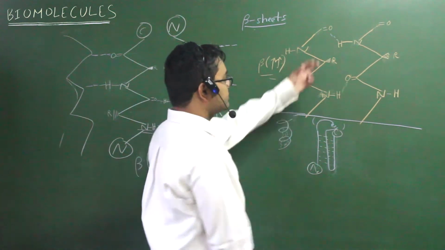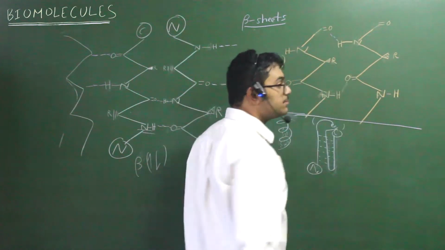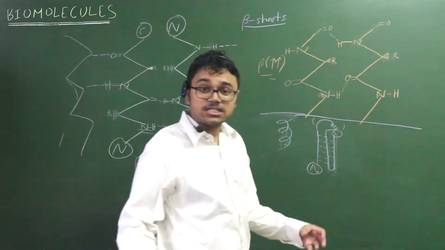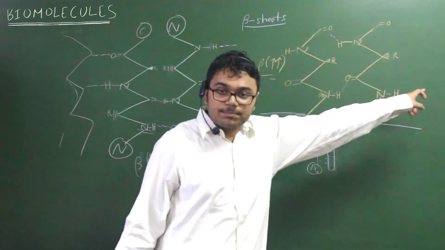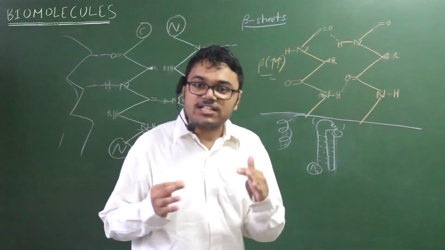This is the beta parallel case. Now in the beta parallel case, we can clearly see that they're going from N terminal to C terminal, both of them together. The R groups point in the same direction, so there's a chance of collision. You may say they look very far apart, but remember this is not to scale, and the R groups are long, so there always is a chance of collision.